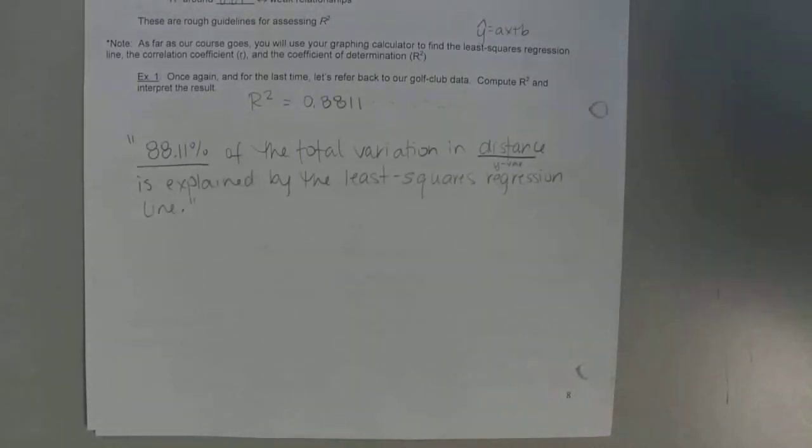And again, if this was fake data, if it was a perfect line, we'd have 100% explained by the least squares regression line because every dot falls on that line. But since our data was real, this golf swing was not perfect every time, the wind was not perfect every time, we didn't have a perfect line. We are off here and there, okay?